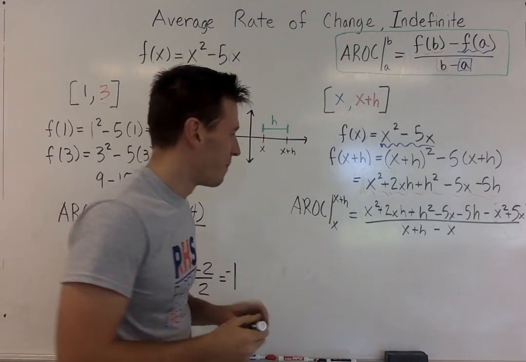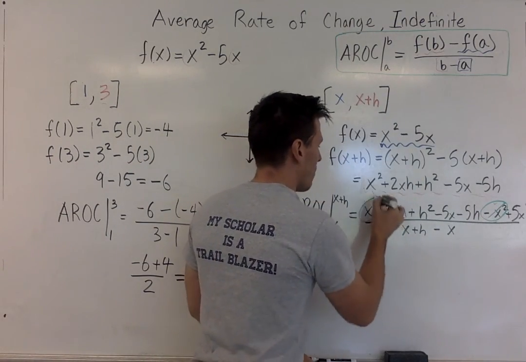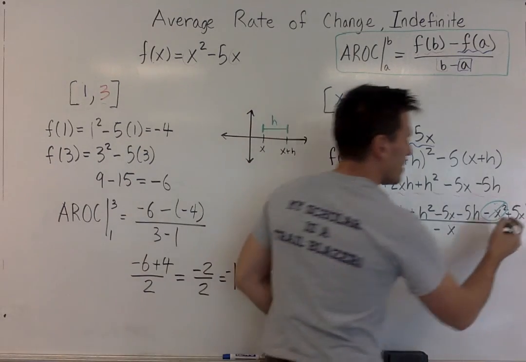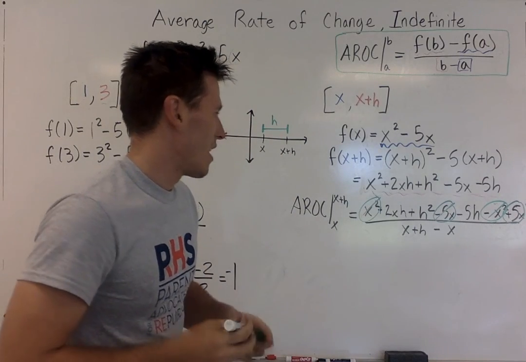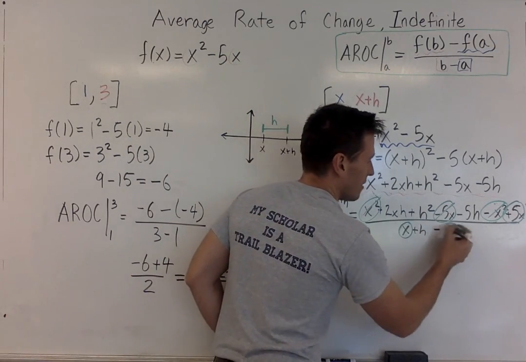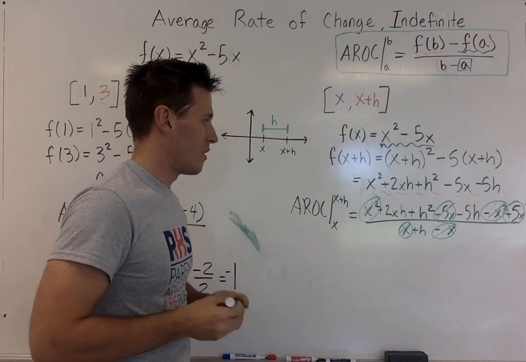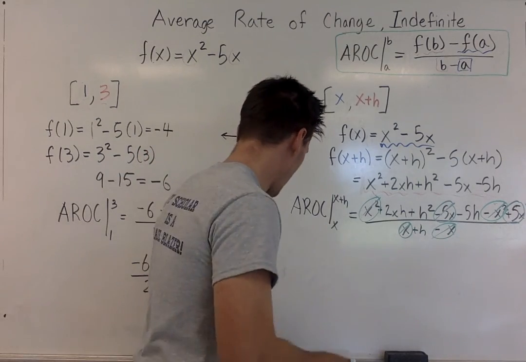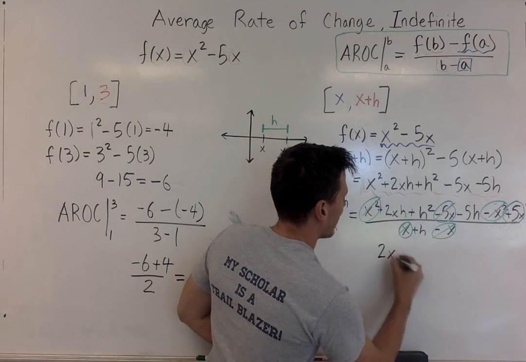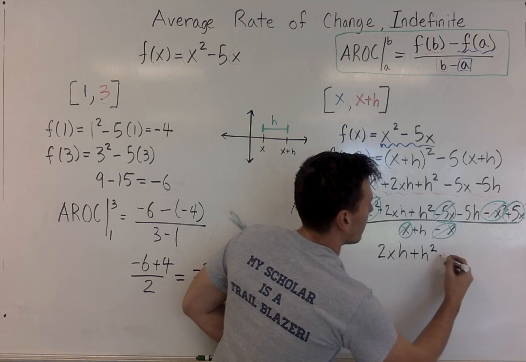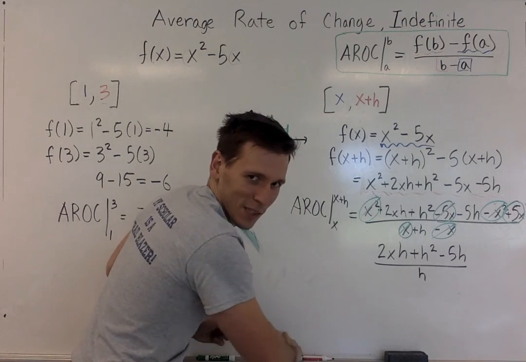But this is where it gets cool. There's a negative x squared. And there's also a positive x squared. There's a positive 5x, and there's also a negative 5x. So there are all of these like terms, which are eliminating each other. Moving one step further, my next line is going to say 2xh plus h squared minus 5h all over h. This is where I get fired up.